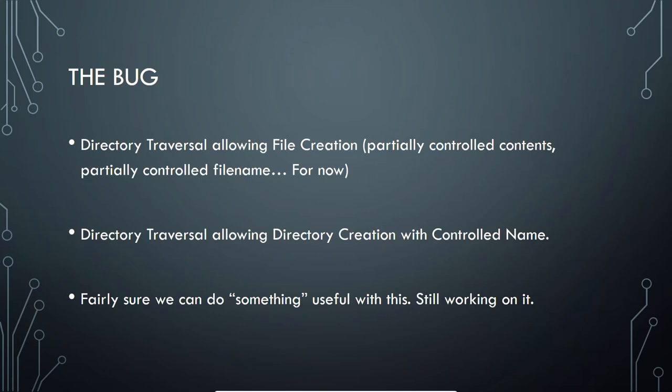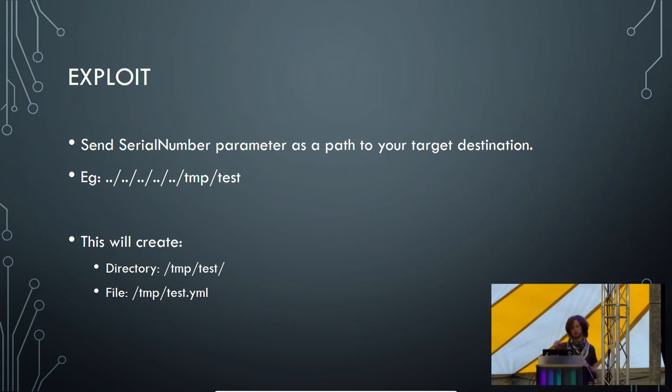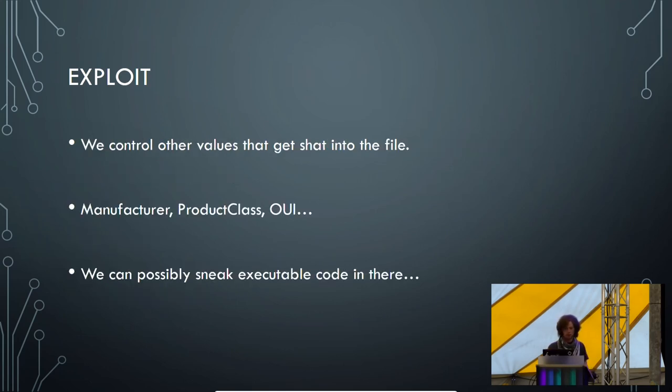You can combine it with other bugs and other applications to get root, but it's a bit of a chore. You change the serial number parameter to ./../temp-test, and it will create a folder, temp-test, and it'll create a file, temp-test.yaml. So it's super easy to do, and you can just spaff files all over the box and, you know, do whatever. We can also control values that get put into the file.